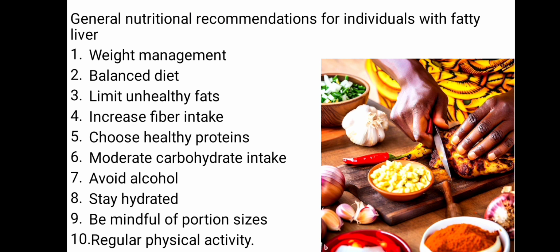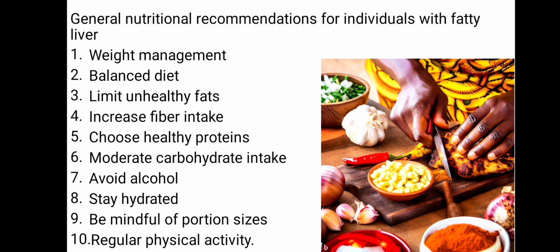Now, general recommendations for people with fatty liver. You should ensure that you manage your weight. Have a good, healthy weight. Go for a balanced diet. Go for healthy fats. Increase your fiber intake. Choose healthy proteins. Moderate your carbohydrate intake. Go for complex carbohydrates.